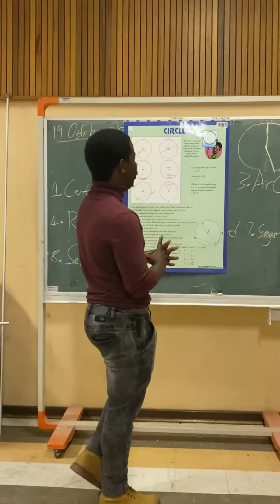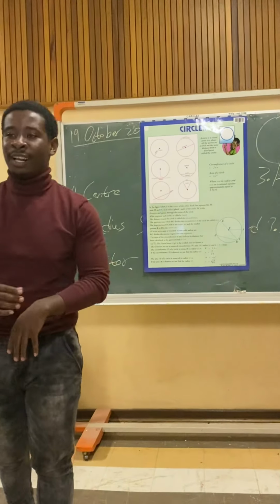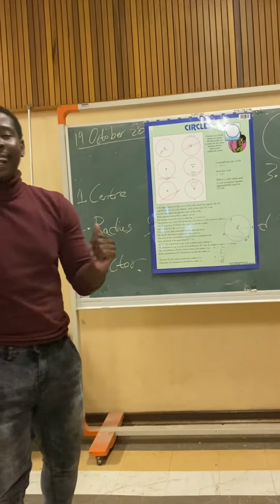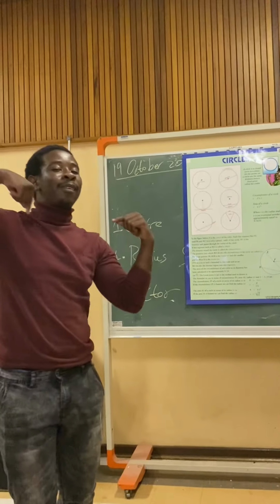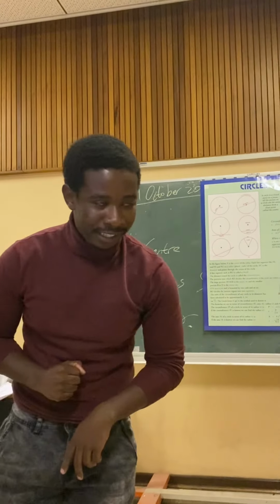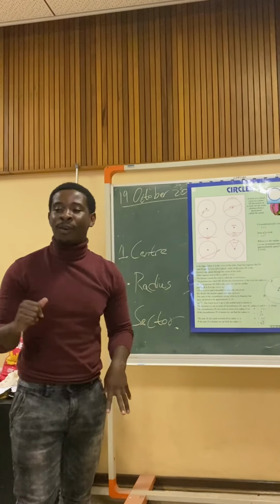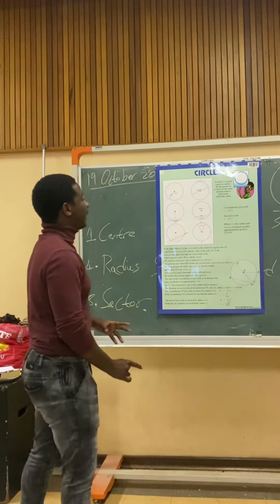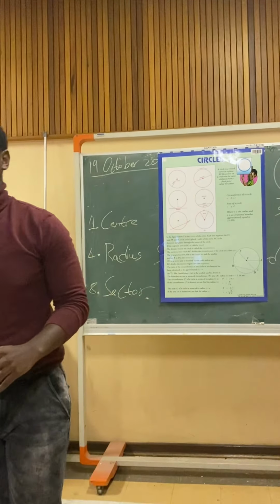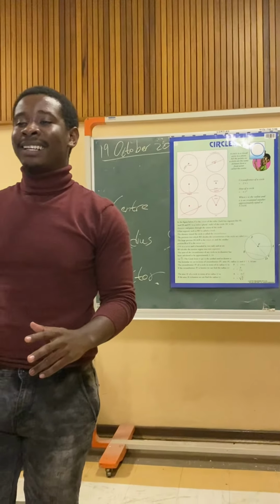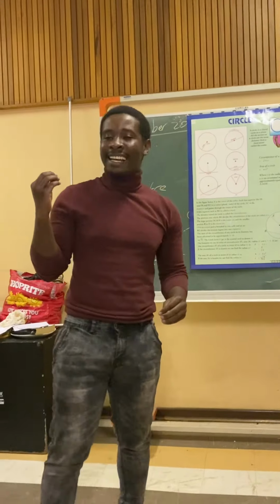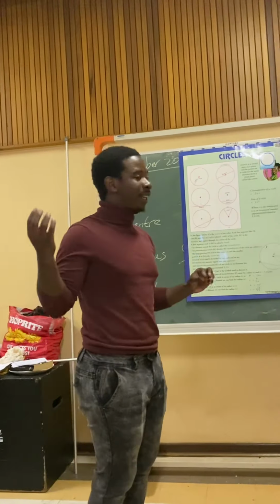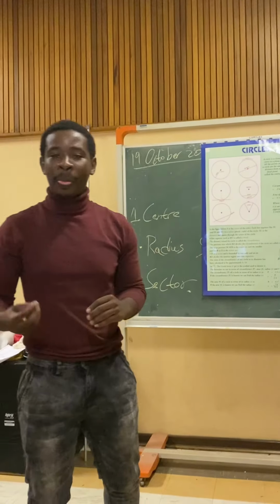We go to what we call a chord. A chord is a line segment that joins any two points of the circumference of the circle. It's a line segment that joins two points of the circle, any two points from the circumference of the circle.